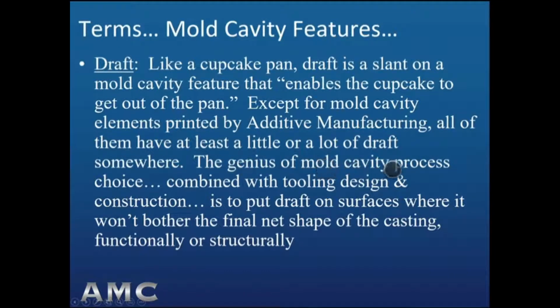and basically that's what I do, is help the metal casting producer with the mold cavity process and the way I design the tooling so that we put together collaboratively the draft on the surfaces where it won't bother the final net shape of the casting functionally or structurally, and help meet dimensional requirements by not having draft aggravating the linear tolerances that are specified in some cases where draft would upset the amount of tolerance that's allowed on a linear dimension.